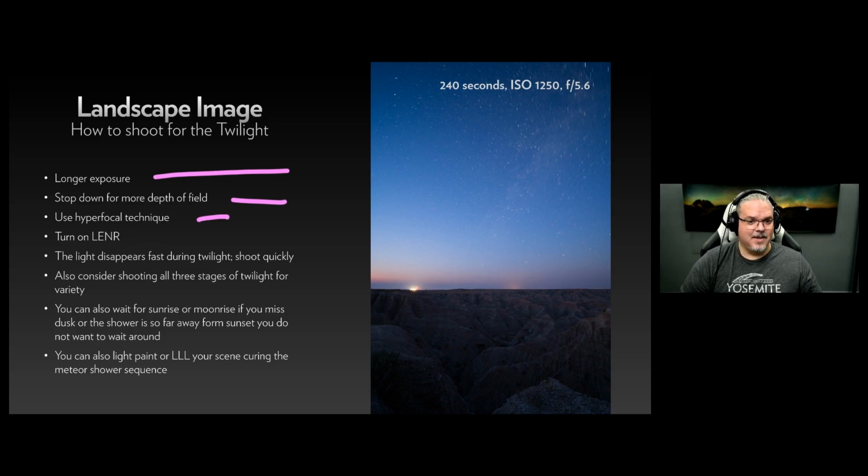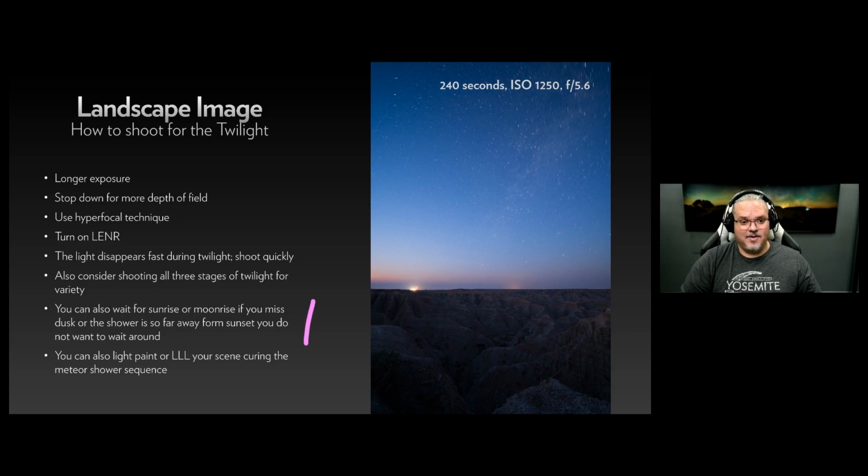So a tip here is that the light does go away quickly during dusk, faster than you'd expect. So you should make some exposures pretty quickly, and then you're going to find out that it got much darker when that's done. Other tips are you can also wait for sunrise or moonrise if you miss dusk, right? But you should compose when it's light out. If you don't, you might miss something important, like something goofy in the foreground.